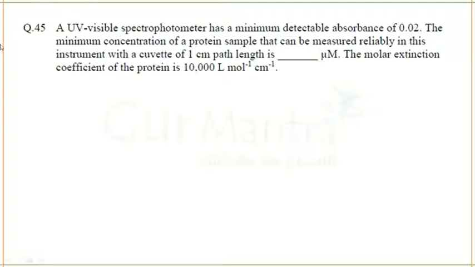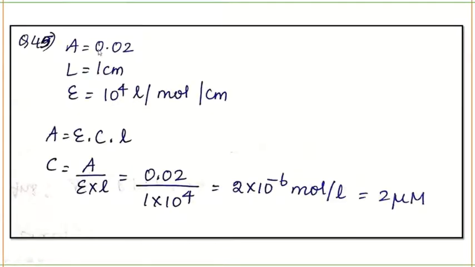A UV visible spectrophotometer has a minimum detectable absorbance of 0.02. This is the absorbance value. The minimum concentration of the protein sample that can be measured reliably in the instrument with cuvette path length 1 centimeter. They're asking you the concentration, the C value. The molar extinction coefficient also is given. Very simple question. They've given you the value of absorbance, path length and epsilon. They're asking you the value of concentration.